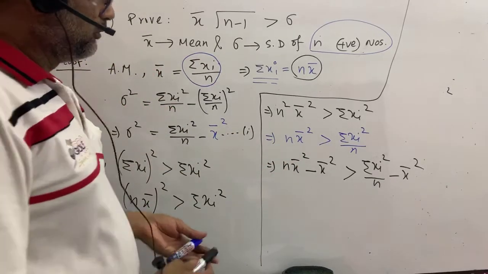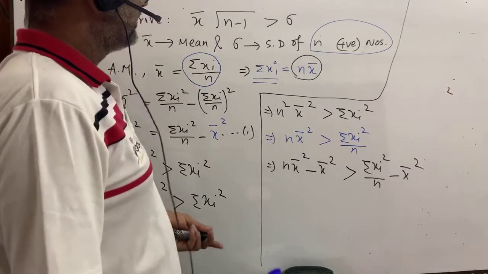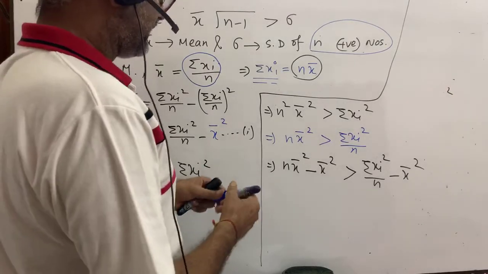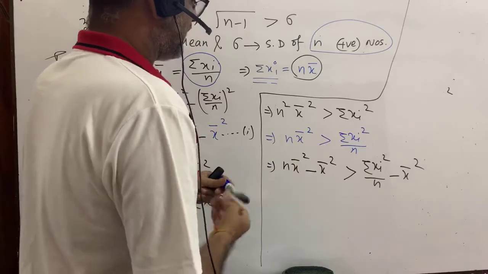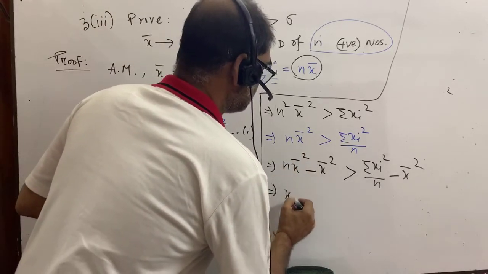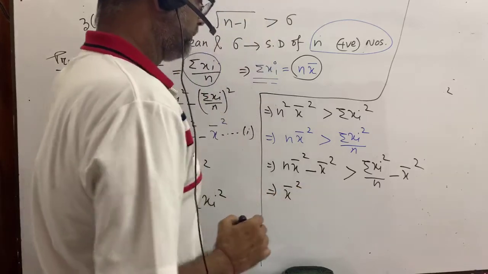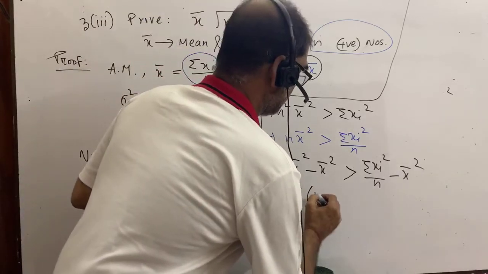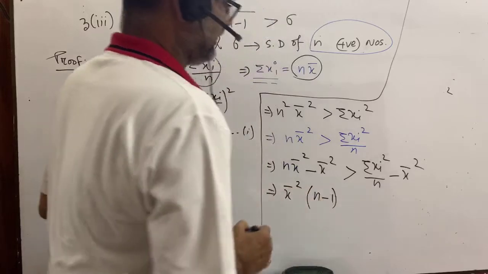Now I can take common x bar square. Okay, x bar square can be taken common, and we will be left like this. You see, x bar square has been taken common, and we are left with n minus 1 here.